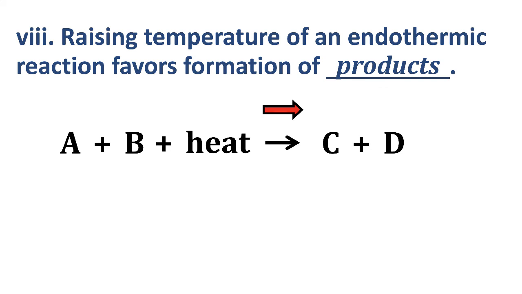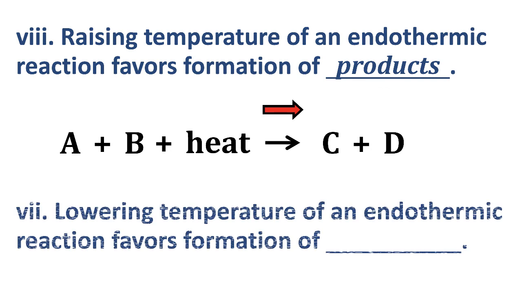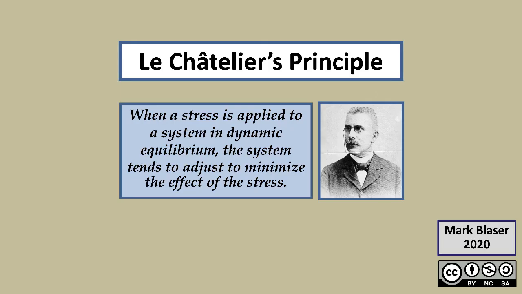And then, of course, the remaining thing to consider is if we lower the temperature of an endothermic reaction, now the stress is removing heat, or removing reactant, and if we remove reactant, the system wants to make more reactant, so this reaction will go to the left, favoring formation of reactant. And that is pretty much it. That's the gist of Le Chatelier's principle and how it behaves.